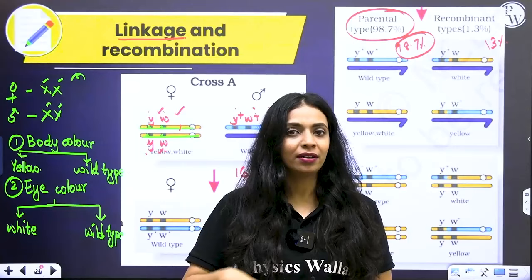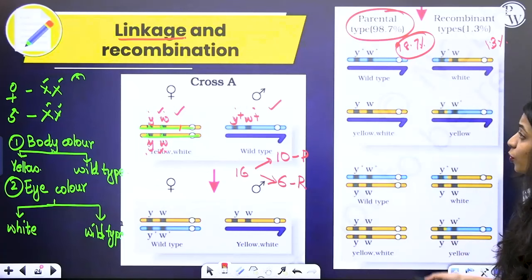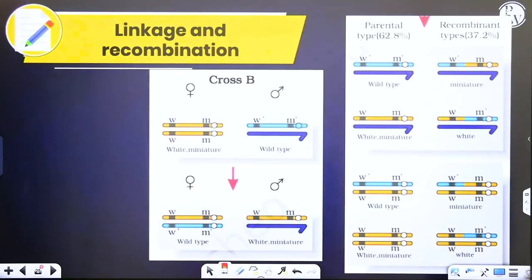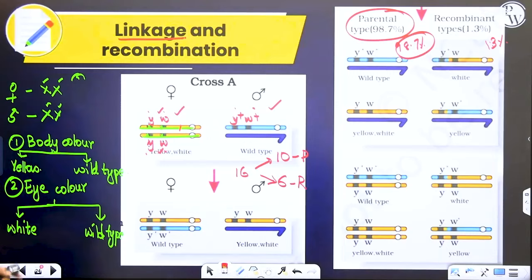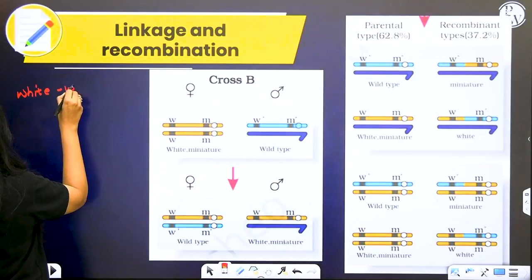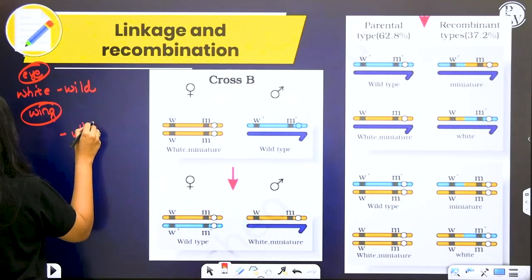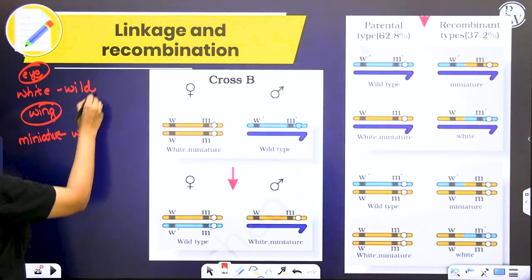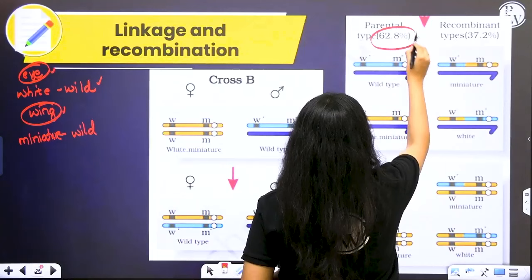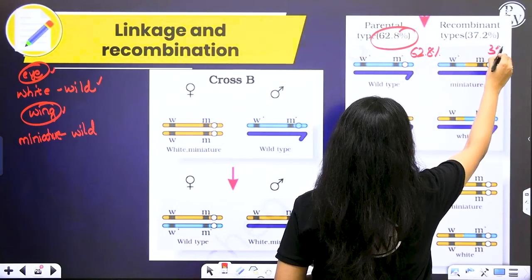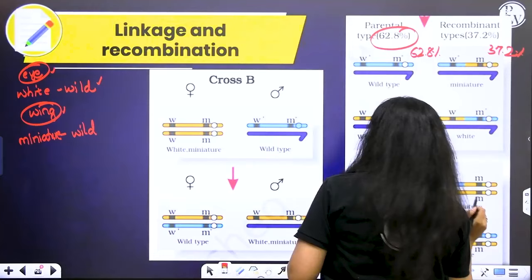Okay. So, we got to know that from his dihybrid cross experiments, making use of Drosophila. He performed a similar dihybrid cross using two other characters, color of the eyes, it could either be white or wild type. This is eye color. And the other one is wing. Wing could be normal, which is wild, or miniature, which is mutated. When he performed a similar cross using these two characters, he noticed that the parental types this time were 62.8%, which is almost 63%, and the recombinant percentage was 37.2%.